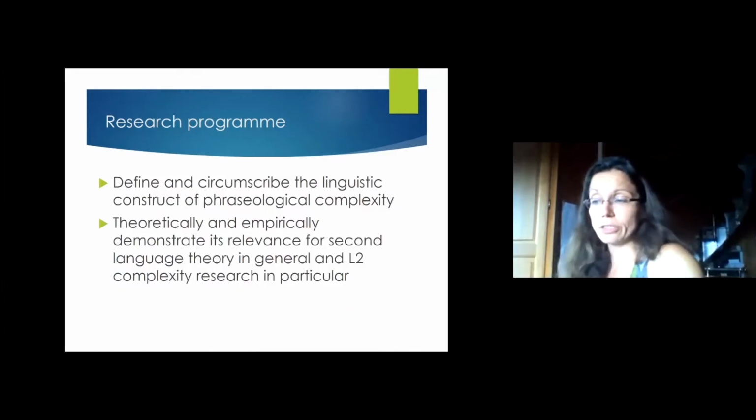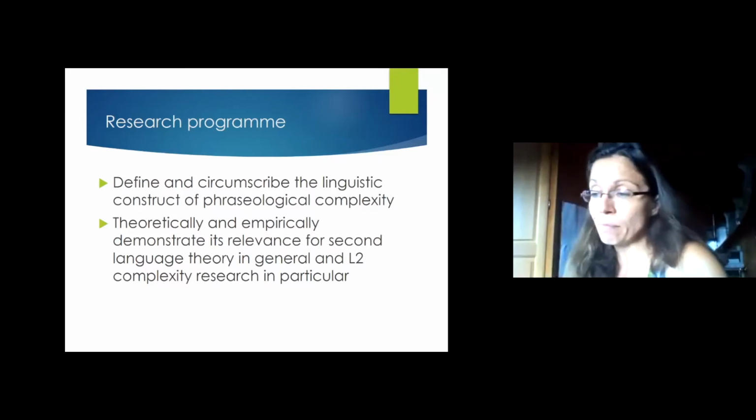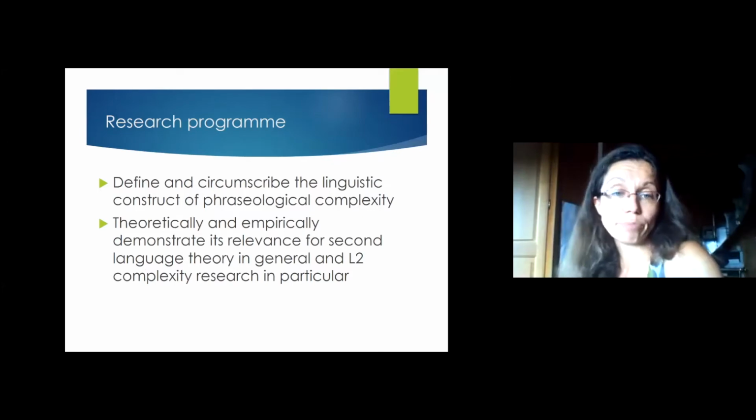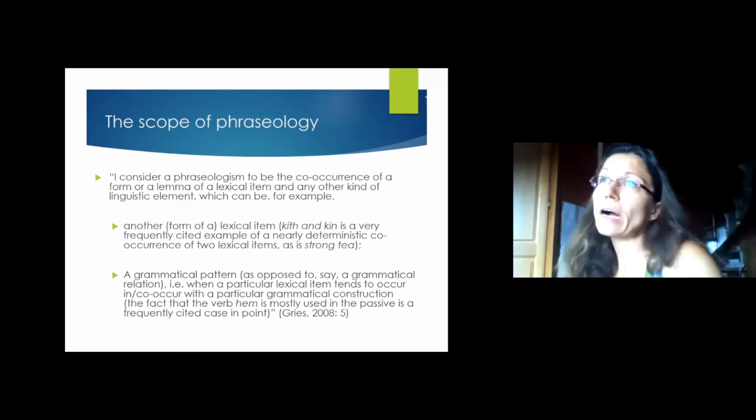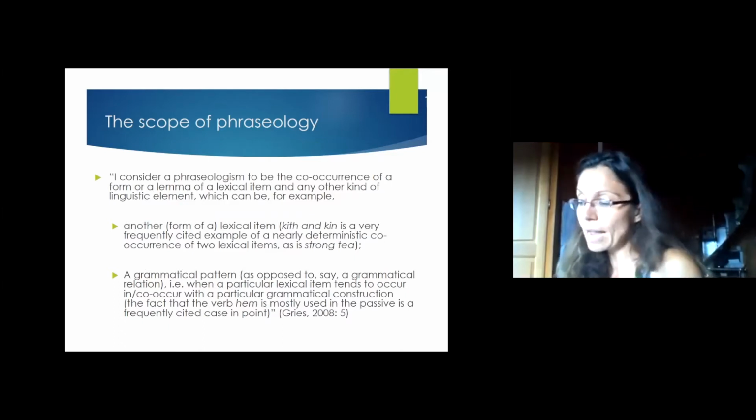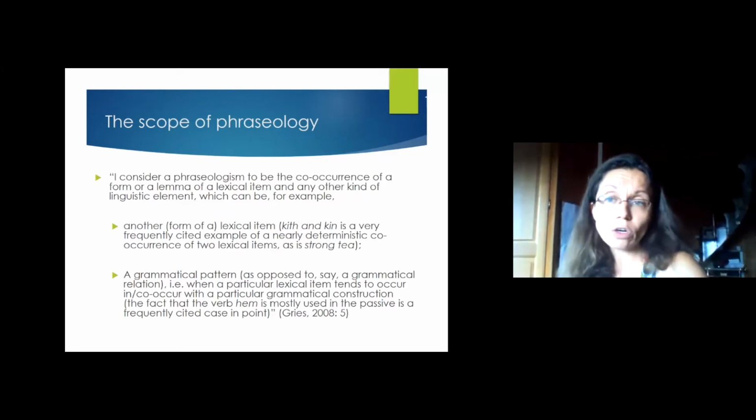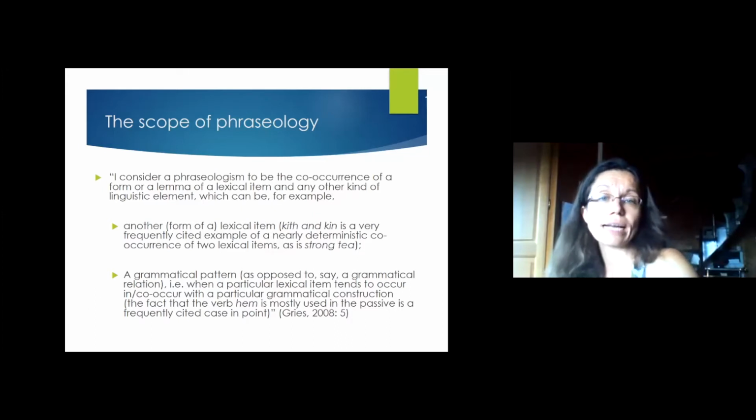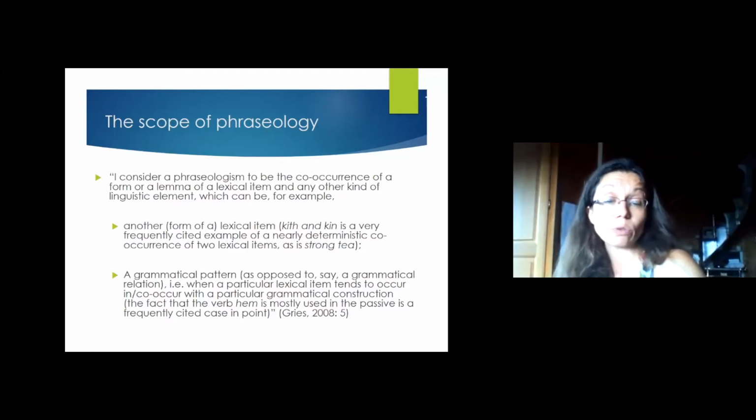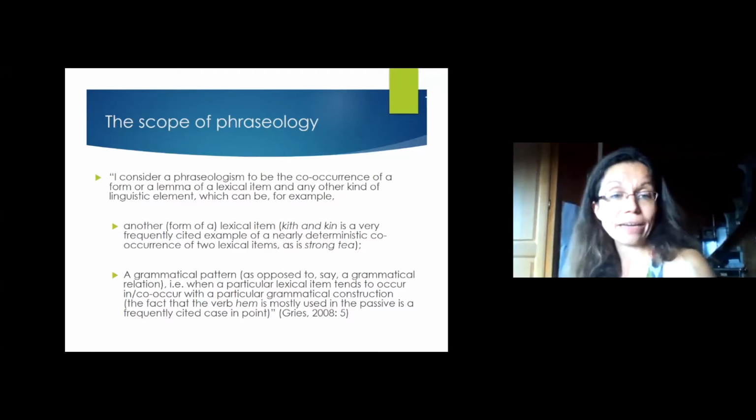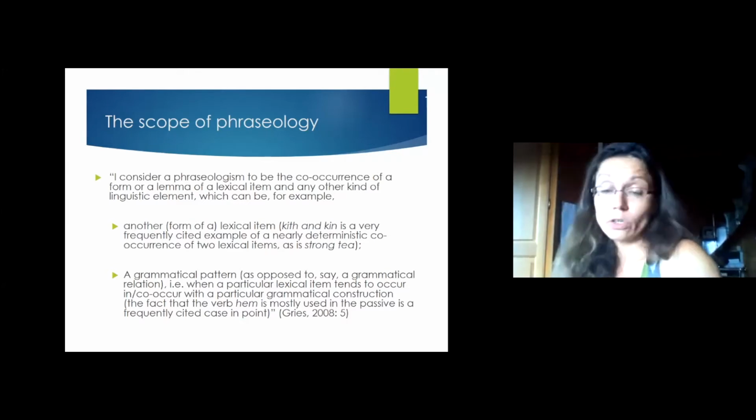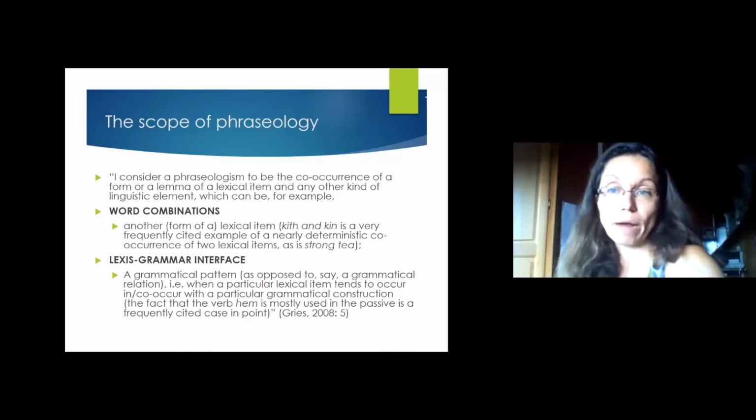Over the last few years, I've started working on the construct of phraseological complexity with the aim to theoretically and empirically demonstrate its relevance for second language theory in general and L2 complexity research in particular. So far, to delimit the scope of the phraseological phenomena of interest, I've relied on Gries 2008's definition of a phraseologism, which is the co-occurrence of a form or a lemma of a lexical item and any other kind of linguistic element, which can be, for example, another form of a lexical item, or a grammatical pattern, as opposed to, say, a grammatical relation. So when a particular lexical item tends to co-occur with a particular grammatical construction. So Gries's definition is interesting in that it includes both word combinations and co-occurrence phenomena at the lexis-grammar interface.